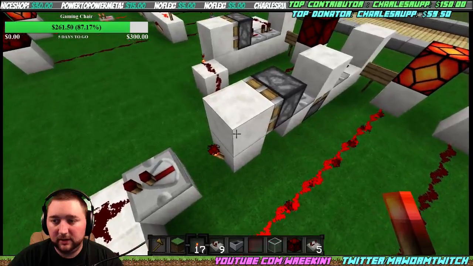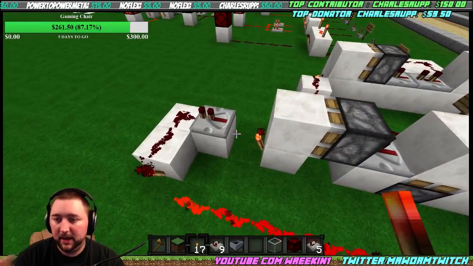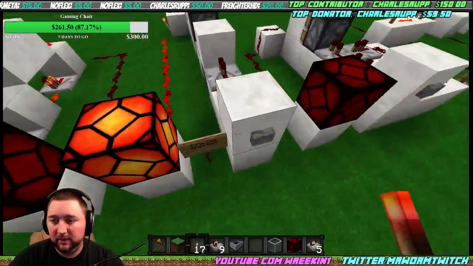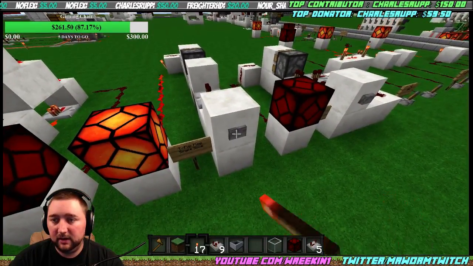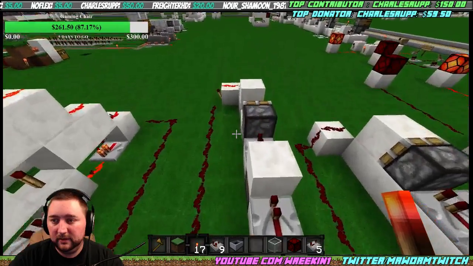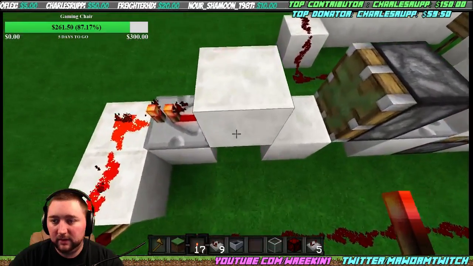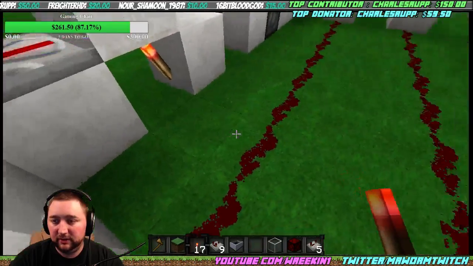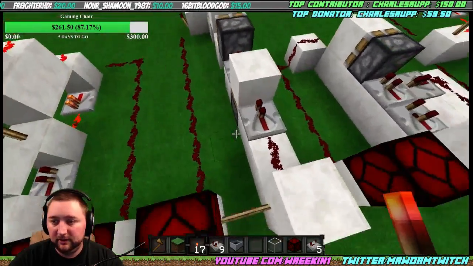Okay, so you see how that pulled back? It pulled that block back, allowing this torch to free run. Okay, and if I press it again, it'll push that block forward. And now it's covering up that signal. Or sorry, now it's allowing that signal to pass, which inverts that torch and turns it off.